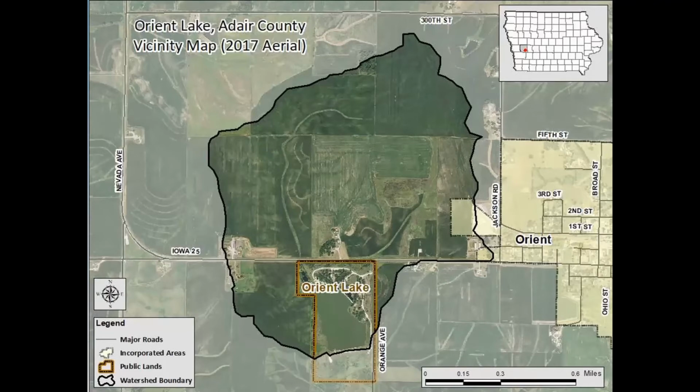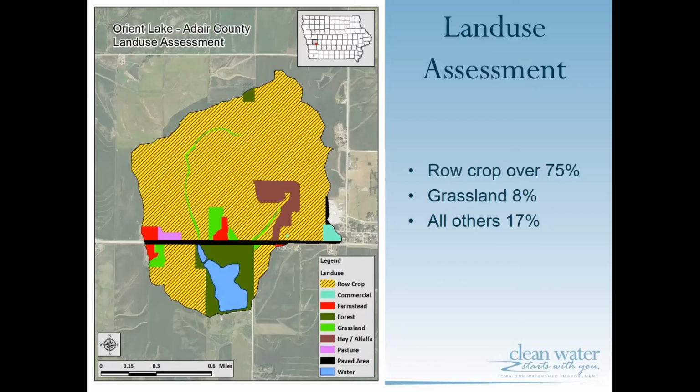The Orient Lake watershed is 613 acres directly next to the city of Orient and in Adair County. The land use of the Orient Lake watershed has several features. One that pops out is this yellow and brown crosshatching. That is row crop formations in the watershed compared to the green area around the lake, which is forest and park ground. If we look at the percentages, row crop is over 75%, while grassland is 8% and all others are 17%. So we might see that row crop has more of an influence on the water quality of Orient Lake than others.